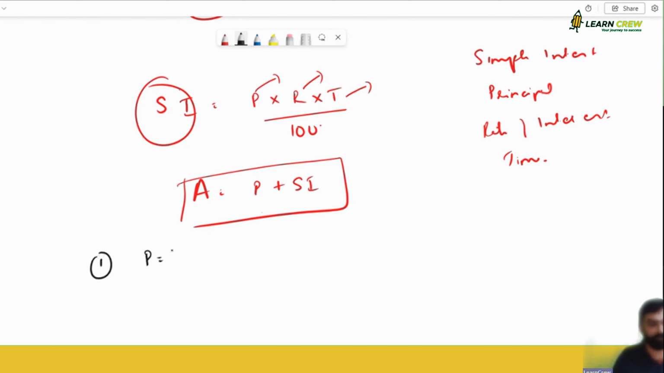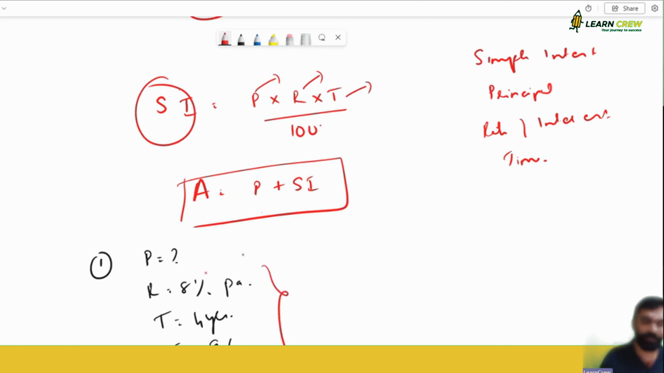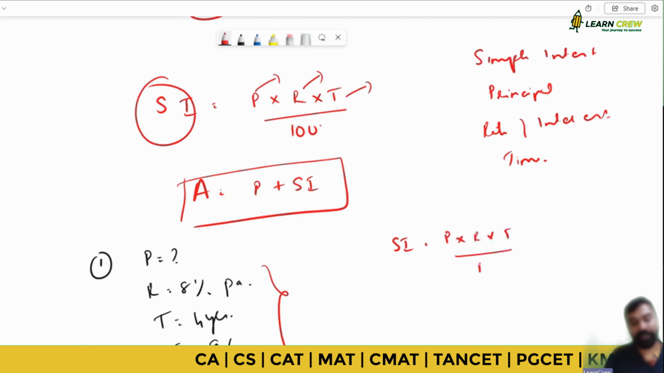So find out P if the rate of interest is 8% per annum, the time is 4 years, and the simple interest is 96. Now I have given you 3 components. I'm asking you to find a single component. It is pretty much straightforward where you can just substitute it and you can find it. So SI equal to P into R into T divided by 100.